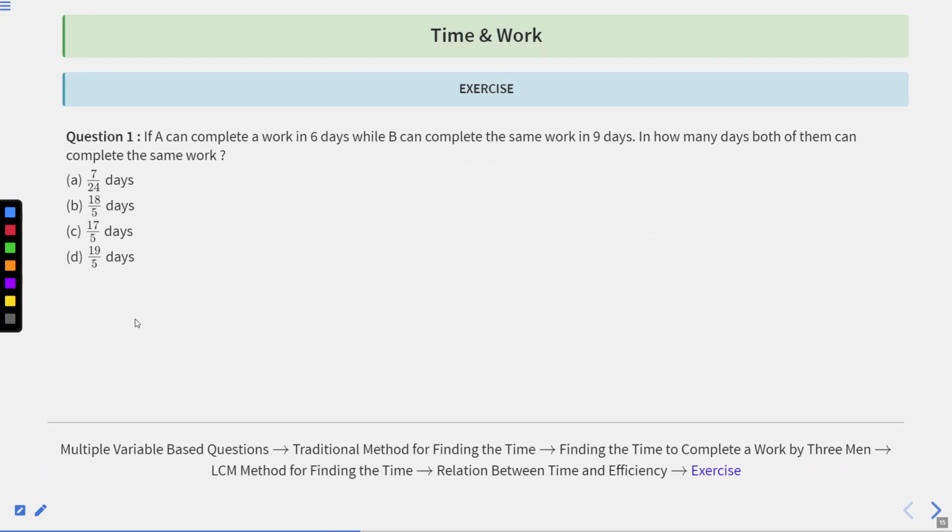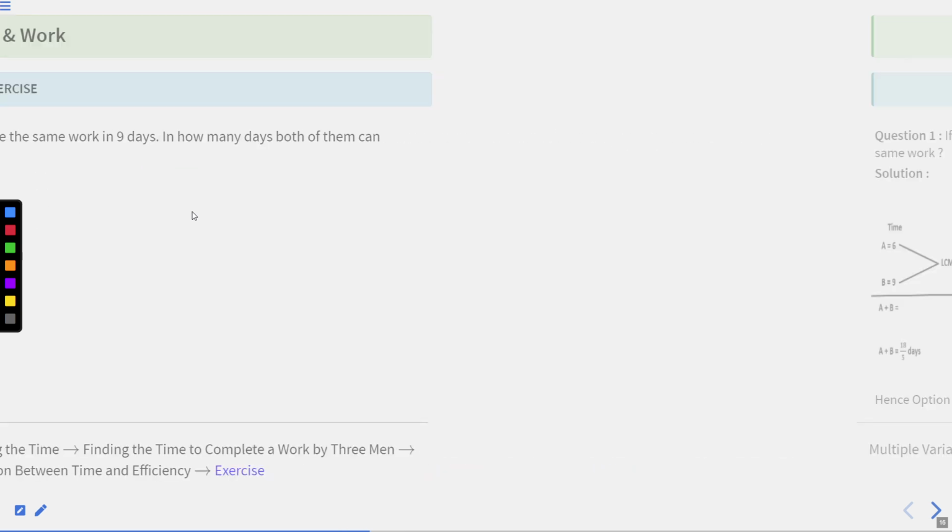Now we are done with the theoretical part, and we are ready to solve questions. So let's start with the very first question. If A can complete a work in 6 days, while B can complete the same work in 9 days, in how many days can both of them complete the same work? So there are two people, A and B, and A can do this work in 6 days while B can complete the same work in 9 days. So we are interested in finding when both of them work together, how much time will be required.